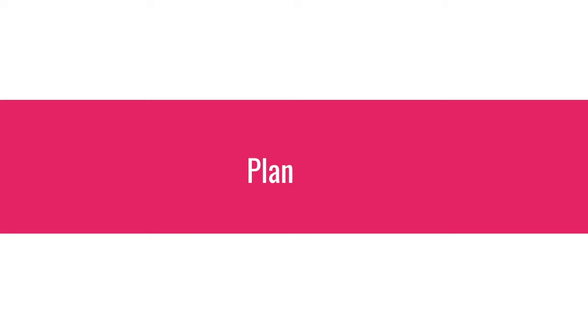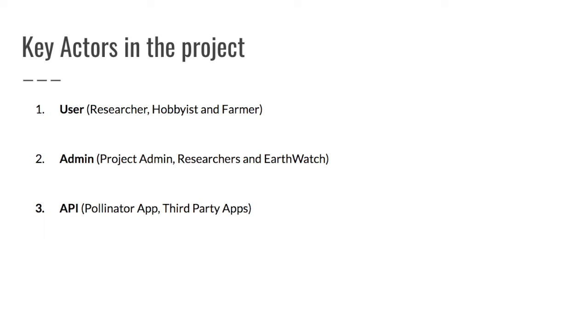The project was based around the 3 key actors involved. So this was the users, obviously, who will be actually utilising the web portal to identify the pollinators, the admin, including the researchers who are identifying the relationships between the pollinators and different crop species, and lastly the API, which is creating the connection between the web portal and the app, as well as other apps down the track.